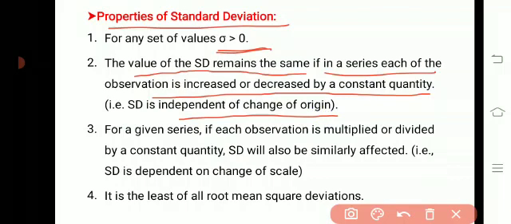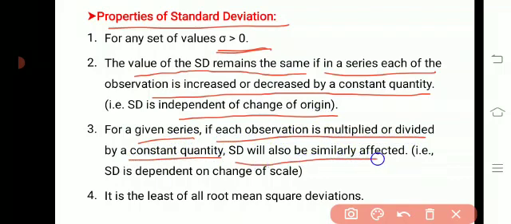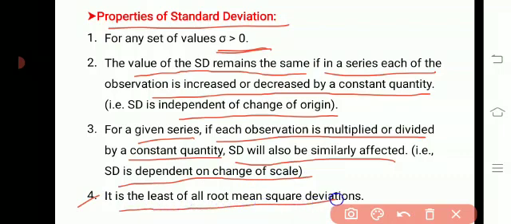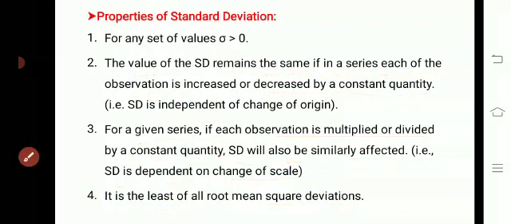Then the third property of standard deviation is, for a given series, if each observation is multiplied or divided by a constant quantity, then standard deviation will also be similarly affected. That is, standard deviation is dependent on change of scale. Then we have one more property. It is the least of all root mean square deviations. That is, standard deviation is the minimum of all root mean square deviations.